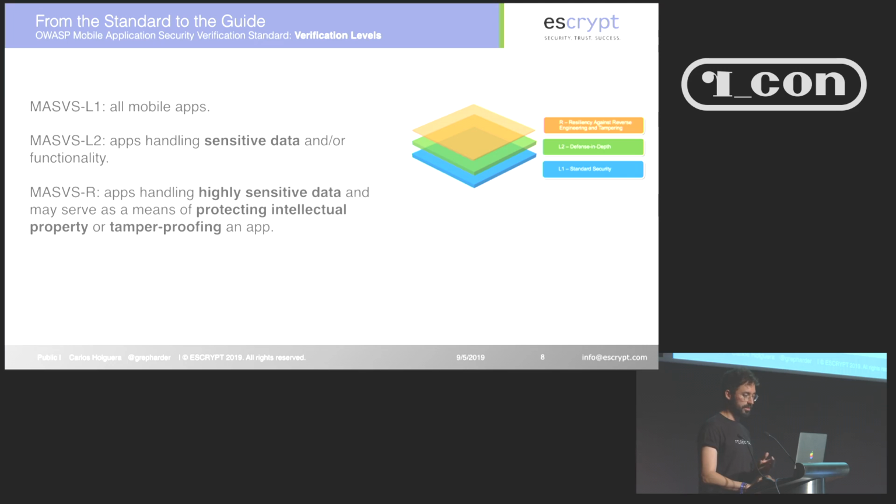So some examples of this, because you will still be wondering: a flashlight app, for example, would probably be level 1, and level 2 could be a health app.